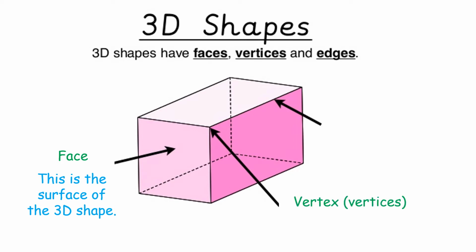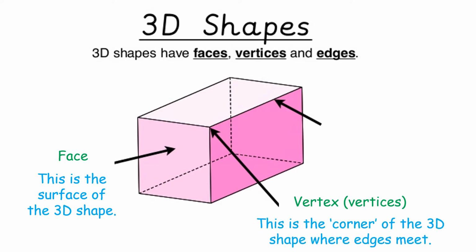3D shapes also have vertices. They have a vertex if it's just one. And this is the corner of the 3D shape. This is where edges meet. So we can use our finger to point to the vertices on 3D shapes.